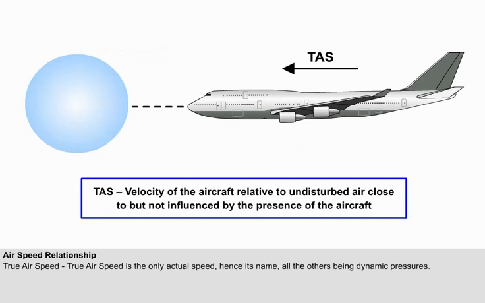True airspeed is the actual speed of the aircraft through the air, and is the only real speed of those considered so far, all the others being dynamic pressures. The ASI is merely a pressure gauge calibrated to read as speed.